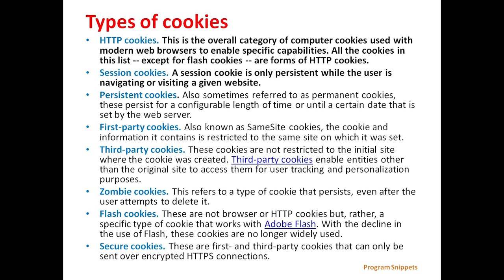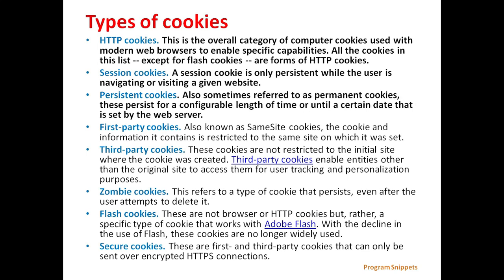Session cookies. A session cookie is only persistent while the user is navigating or visiting a given website. Persistent cookies, also sometimes referred to as permanent cookies. These cookies persist for a configured length of time or until a certain date that is set by the web server. First party cookies, also known as same site cookies. The cookie and the information it contains is restricted to the same site on which it was set.